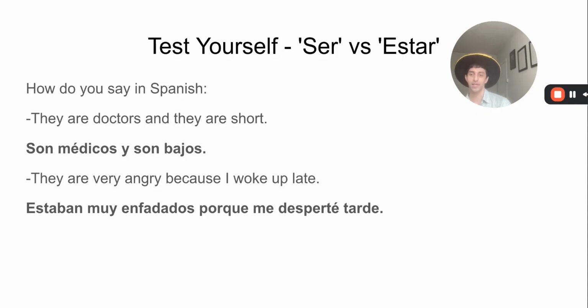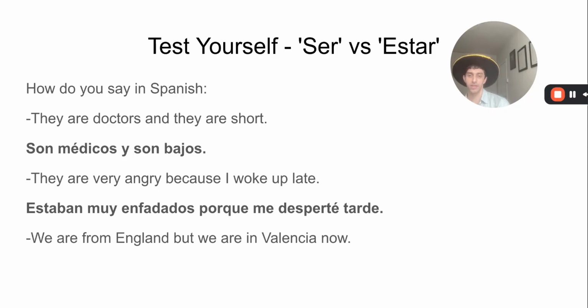So they were very angry because I woke up late. In Spanish would be estaban muy enfadados porque me desperté tarde. To wake up, that is a reflexive verb, despertarse. So that should go in the preterite tense here. And you need to remember the reflexive pronoun coming just in front of the verb. Enfadado is one of the words for angry in Spanish. And estaban is actually in the imperfect tense. So the imperfect tense of the verb estar. So it should be the translation of they were very angry.